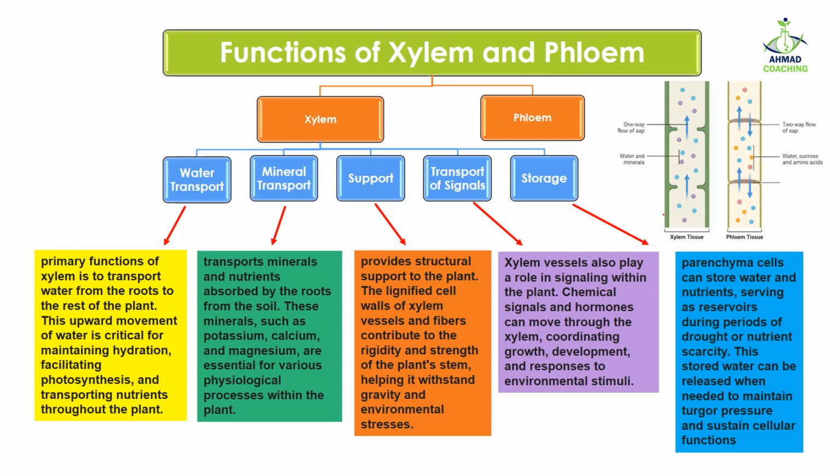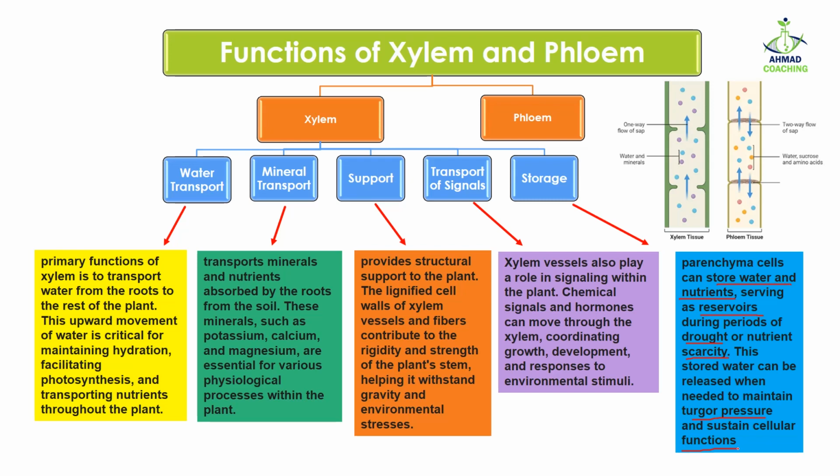The last function of xylem is the storage. The parenchyma cells of the xylem are going to store water as well as nutrients, so they will act as a reservoir, and they are going to help during the period of drought when the water availability is very less, or the nutrient scarcity when the nutrients are not present in the soil so that plants can use them. So these parenchyma cells will provide the plants with water and nutrients so they can survive this period. The stored water can be released when needed to maintain turgor pressure as well as sustain the cellular functions. So these are the functions of xylem.